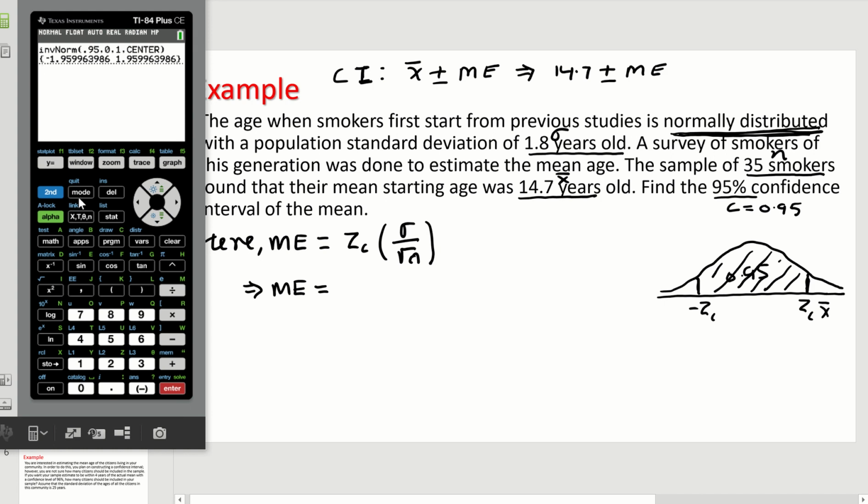In order to round anything in your calculator, the simple thing you can do is go to mode, come to this third line, and select whatever number of decimal places you want. Suppose I want 4. Hit enter. Then let me retype that. And you can see it is 1.96. So z critical is 1.96.